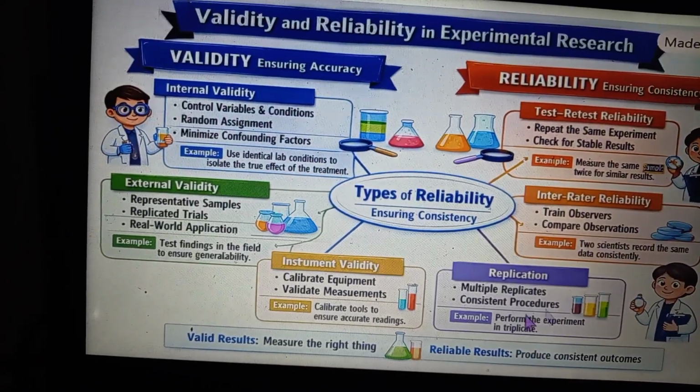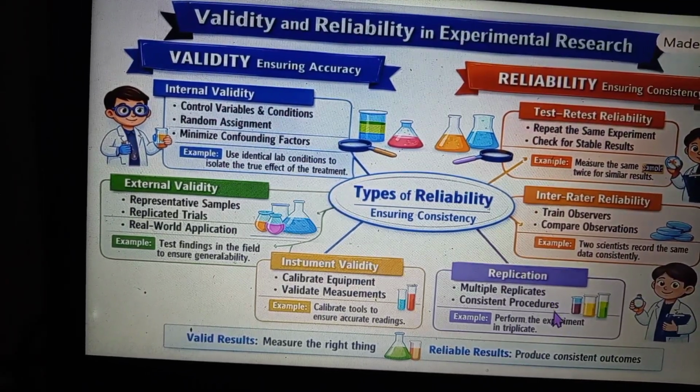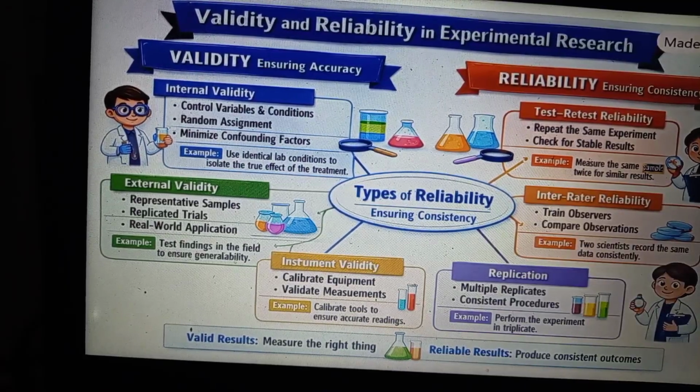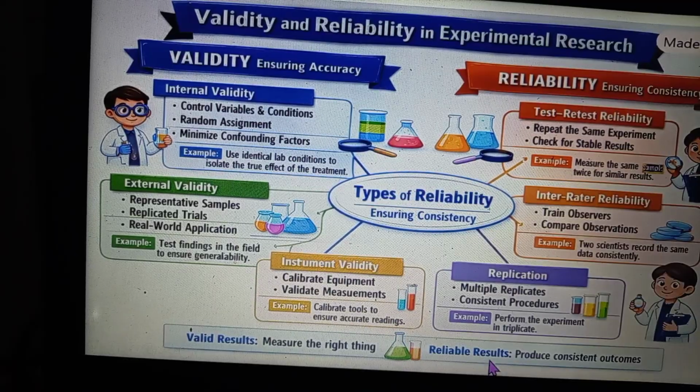Another is replication. To increase replication, you must have multiple replicates and consistent procedures. What you have to do is perform the experiment in triplicate, or thrice. Usually ginagawa naman natin to sa experiment. So always remember that reliable results produce consistent outcomes, and valid results measure the right thing. This is how you will apply validity and reliability in experimental research.